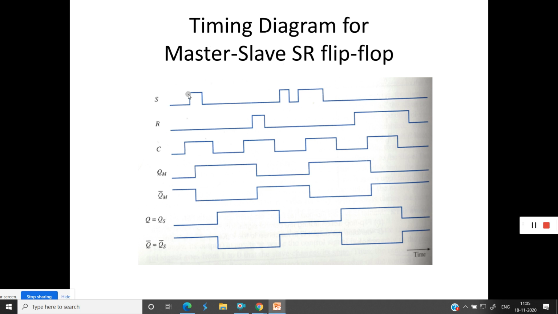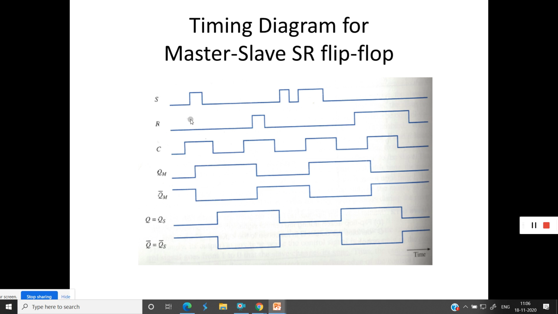So here we have S, we have R input, we have C input, we have QM output, that is master output, QM bar, master output in the complement form, QS, slave output, QS bar, slave output in the complement form. QS is nothing but the Q output of the master slave SR flip flop. QS bar is the Q bar output of the master slave SR flip flop. This is how we have to draw the timing diagram for the master slave SR flip flop.